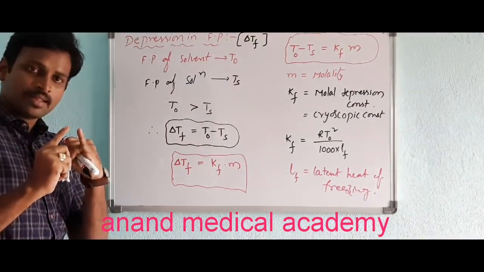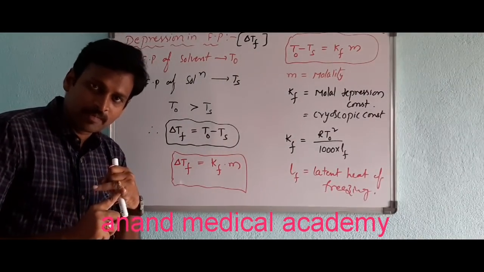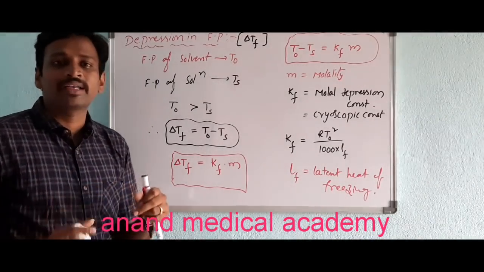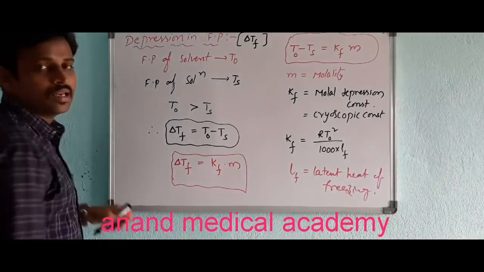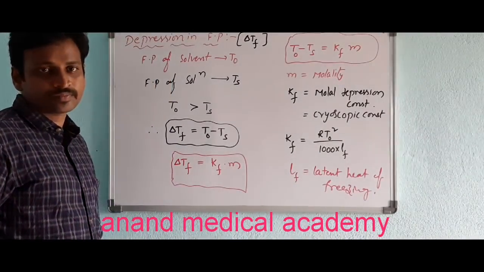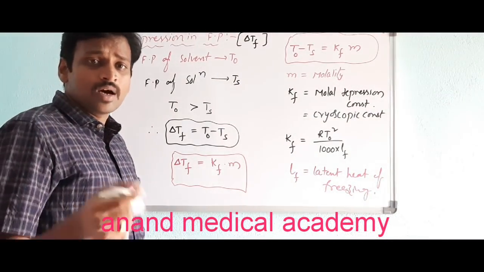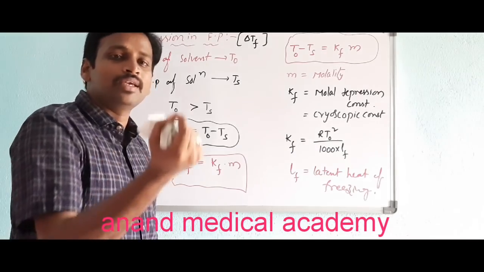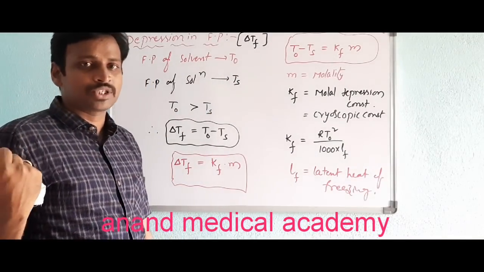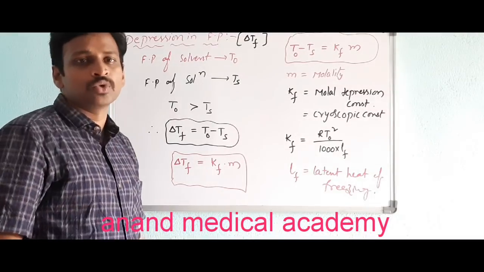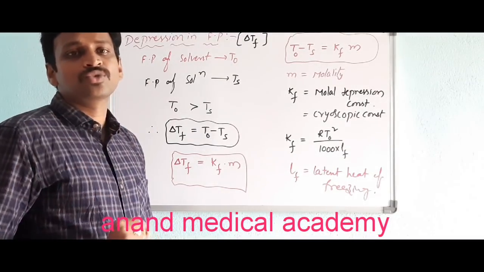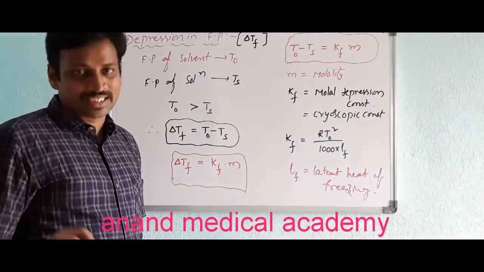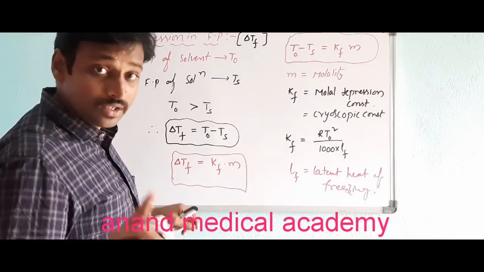One is relative lowering of vapor pressure, elevation in boiling point, and the third is depression in freezing point. The last one is osmotic pressure. That's very simple because the osmotic relation is just like the ideal gas equation. What is the ideal gas equation? PV is equal to nRT. For osmotic pressure, the same gas laws we use: pi V is equal to nRT, or pi is equal to CRT. Like that we use some formulas. I will tell you, don't worry.